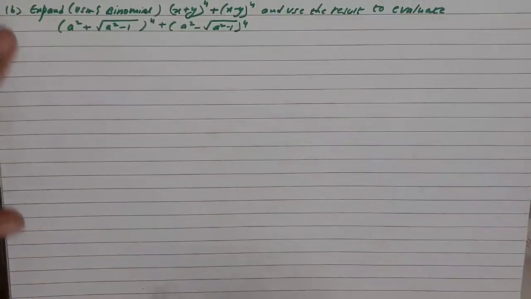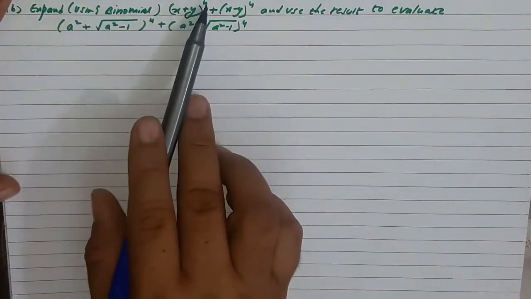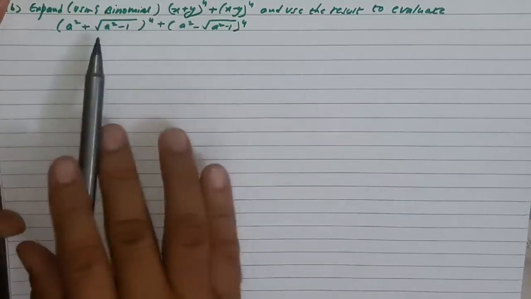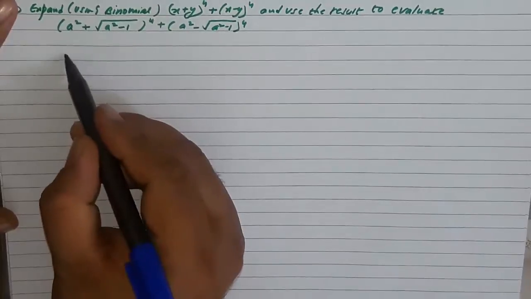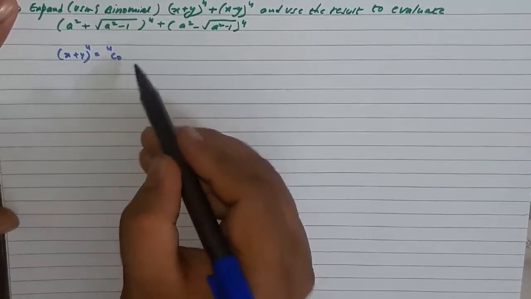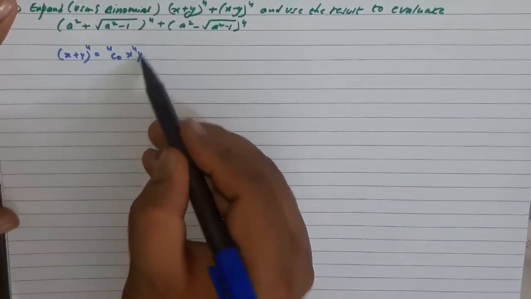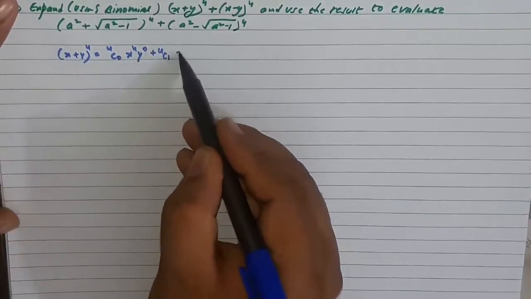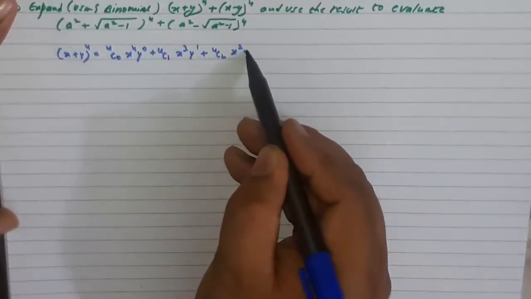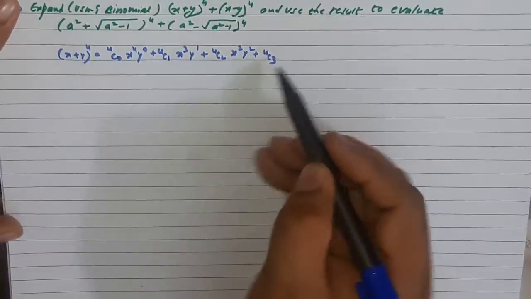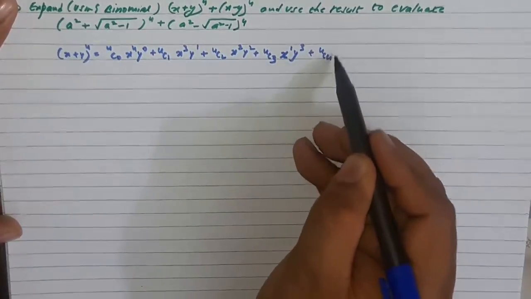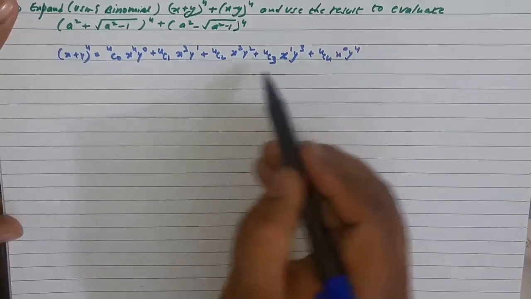So this is your first question, and the second part of this question is also based on the same pattern, that we have to find the value of (x plus y) raised to the power 4 first of all, and (x minus y) raised to the power 4 then, and use this result to evaluate this. So the same expression we solve, (x plus y) raised to the power 4, by using binomial theorem we can say that 4C0 x raised to the power 4 y raised to the power 0, 4C1 x raised to the power 3 y raised to the power 1, 4C2 x square y square, 4C3 x raised to the power 1 y raised to the power 3, and 4C4 x raised to the power 0 y raised to the power 4.